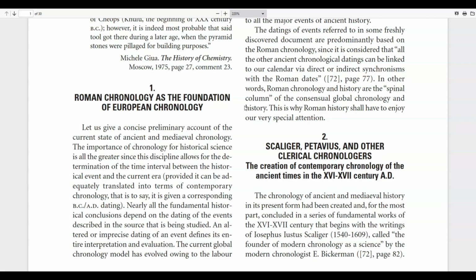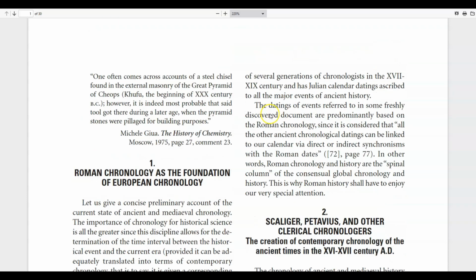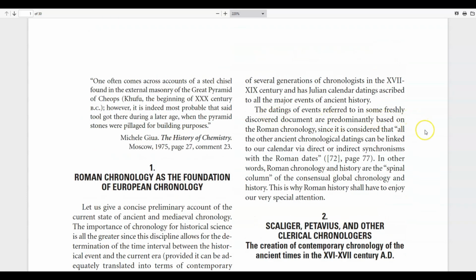Nearly all fundamental history conclusions depend on the dating of events described in the source that is being studied. An altered or imprecise dating of an event defines its entire interpretation and evaluation. The current global chronology model has evolved owing to the labour of several generations of chronologists in the 17th to 19th centuries, and has Julian calendar datings ascribed to all major events of ancient history.